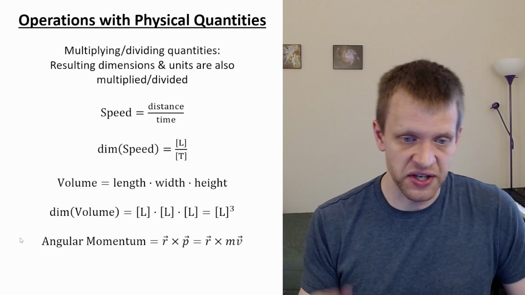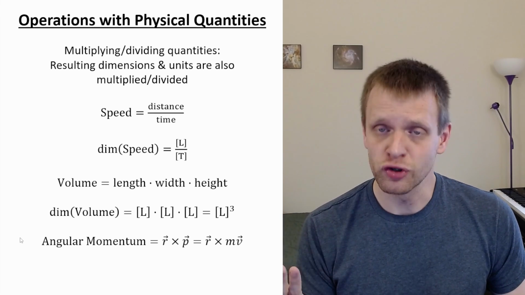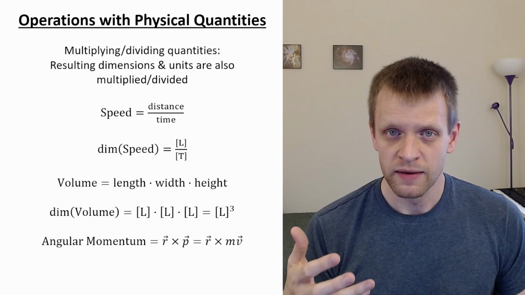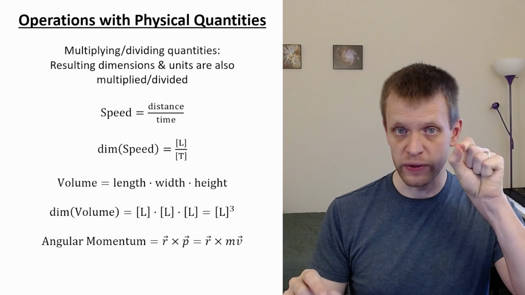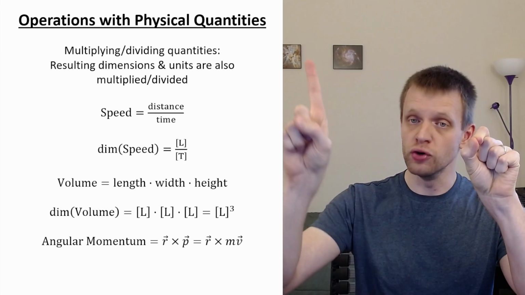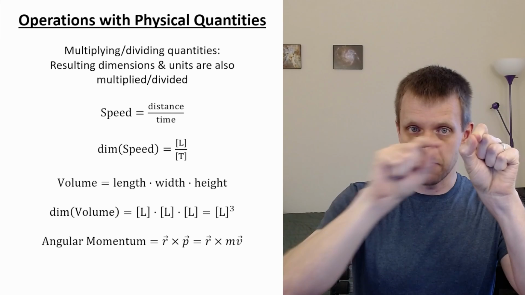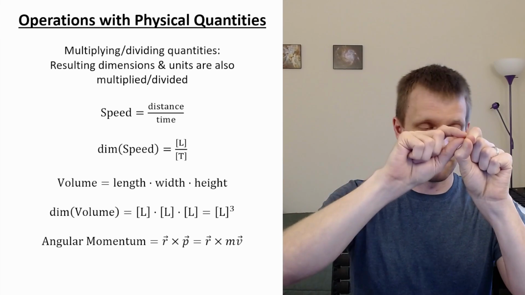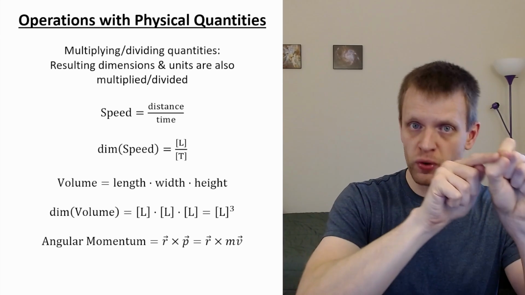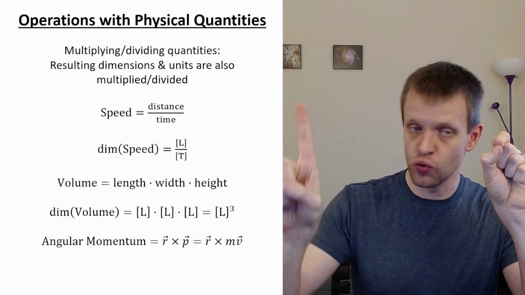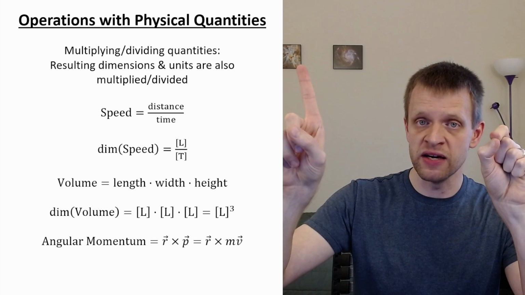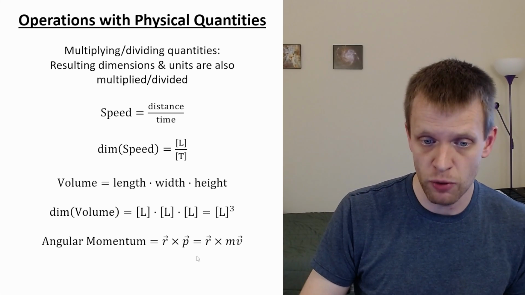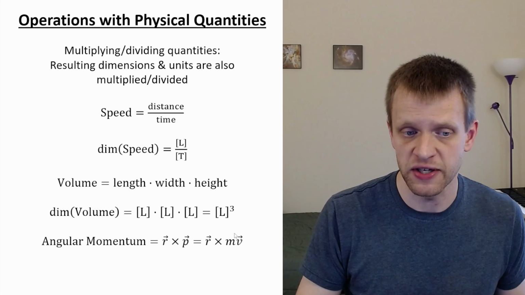If I looked at something trickier like angular momentum, the angular momentum of a point particle around some given axis, so if we choose an axis and we have some particle moving in some way, it's going to be what is the distance from the point that we're measuring the angular momentum around to where that particle is, crossed with the momentum of that particle. And the momentum is mass times velocity.